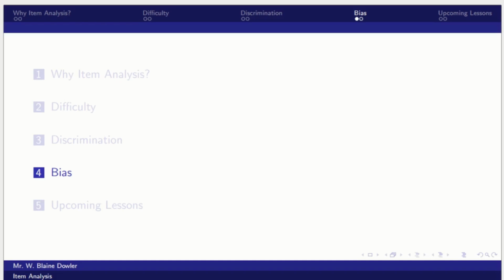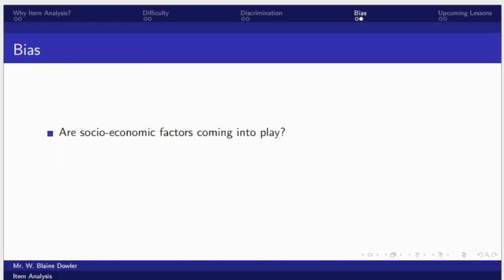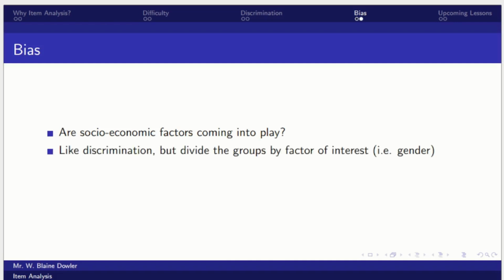The final key indicator is bias. So this will tell you if socioeconomic factors are coming into play in a given question. To figure this one out, it's very similar to discrimination, but instead of separating things by top or bottom performers, you divide your groups by the factor of interest, such as gender. Right? Do your male and female students perform differently on these items?